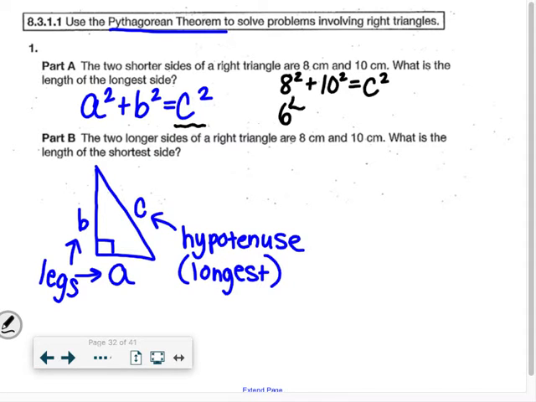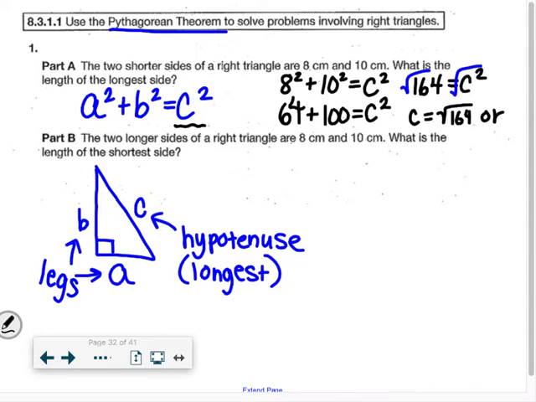So 8 squared is 64, 10 squared is 100. Because those numbers are on the same side of my equation, I add them together. So 164 equals c squared, and then I take the square root on each side. So c equals the square root of 164, or if your answer choices are rounded to the nearest tenth, the square root of 164 is approximately 12.8 centimeters. So the exact answer is the square root of 164. The estimate is 12.8.